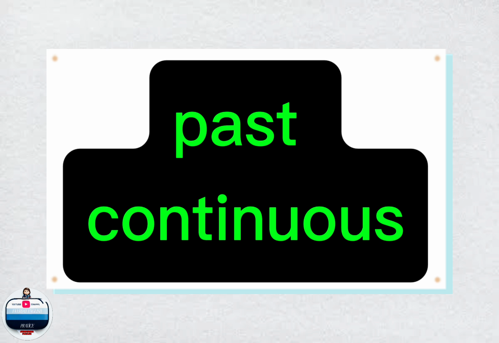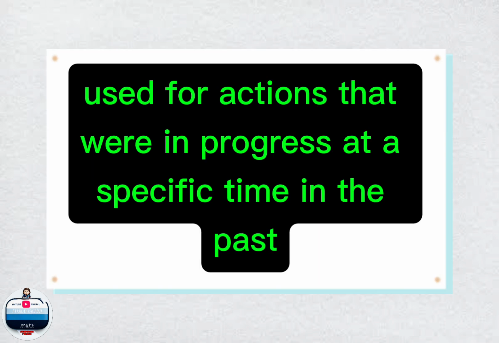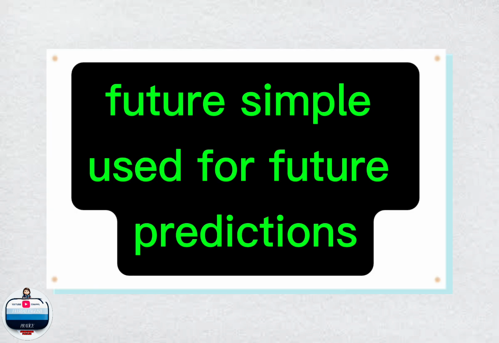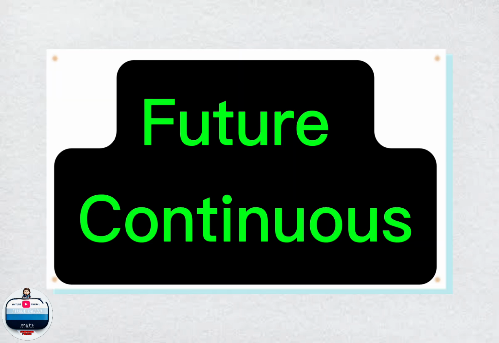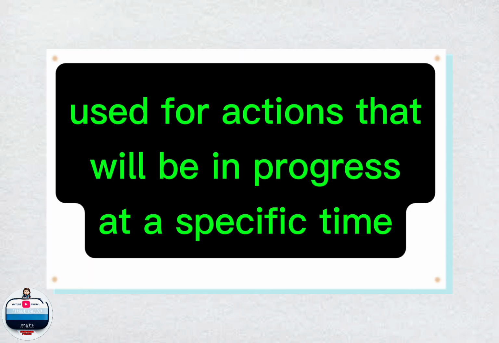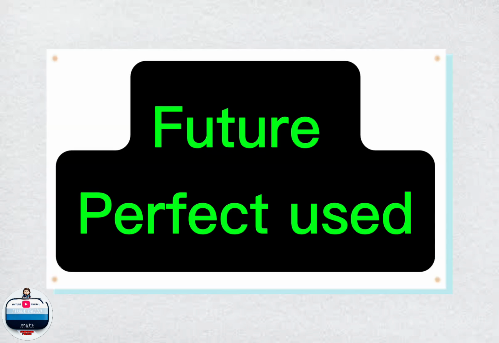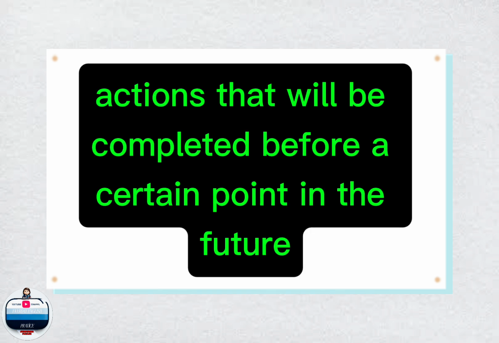Past continuous. Used for actions that were in progress at a specific time in the past. Future simple. Used for future predictions, promises, or offers. Future continuous. Used for actions that will be in progress at a specific time in the future. Future perfect. Used for actions that will be completed before a certain point in the future.